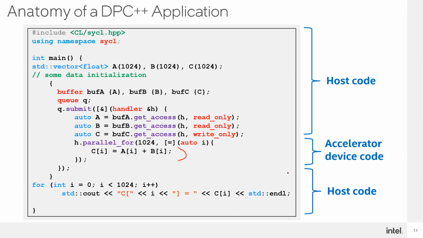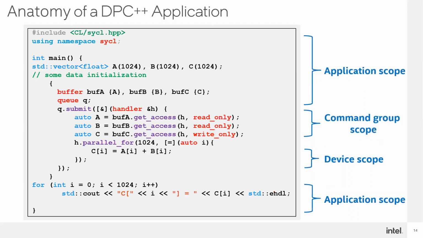DPC++ actually has a class called kernel, and in that case it's implicitly constructed by the runtime. So it's only terminology. We will go into more details later.